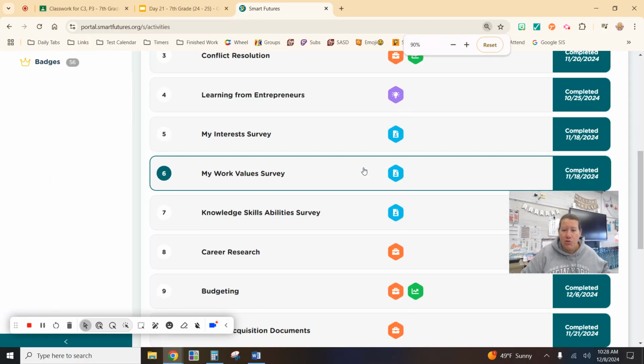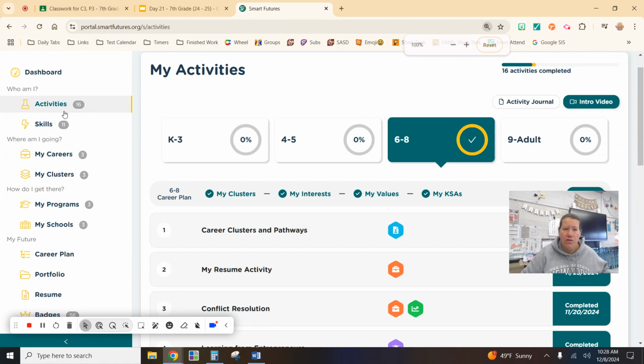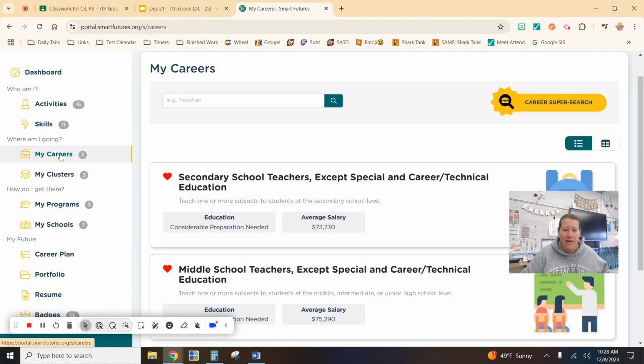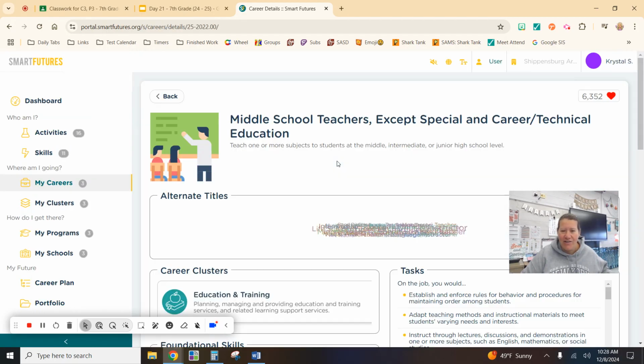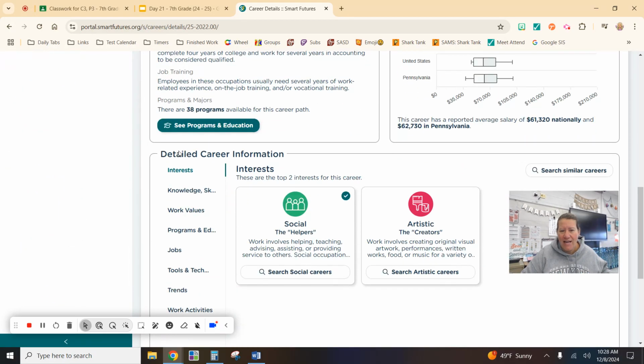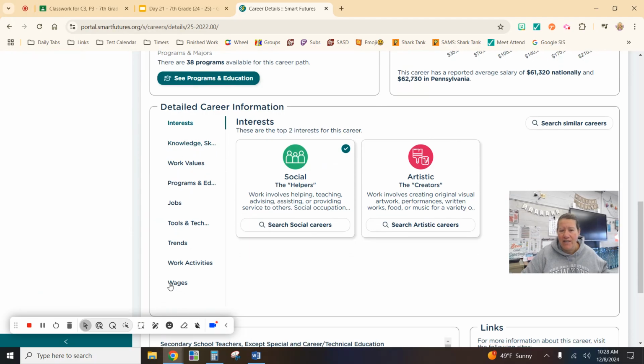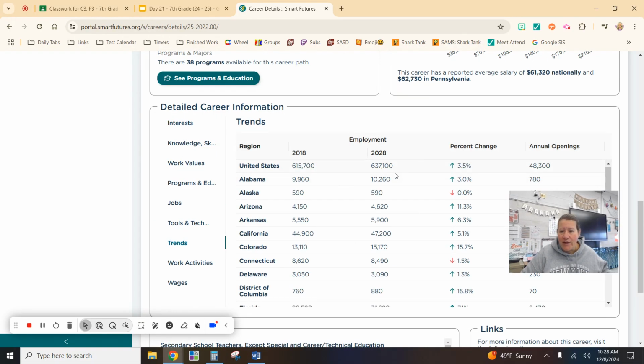But to find the trend, you would go to your activities. No, just kidding. You're going to go to My Career. You're going to click on your career. And on that detailed career information on the left-hand side, you're going to look for the word trends. This is where you're going to see the percentage of change. So if I'm looking for the United States overall, 3.5% increase from 2018 to 2028, there's about 48,300 job openings per year.